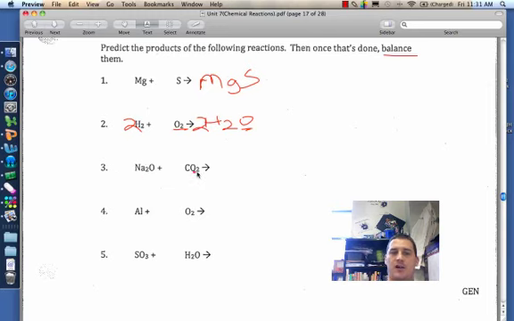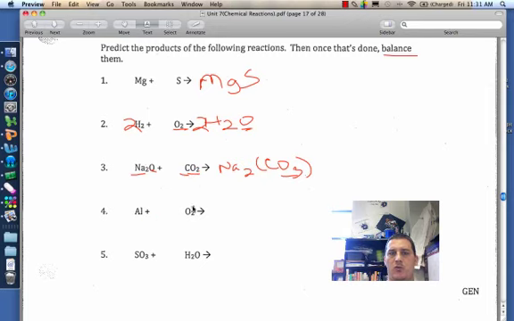On number 3, we have a metallic oxide mixing with CO2. So we have an Na and an O and a CO2. The easiest way to do this is it's going to form Na2CO3. So it's going to form sodium carbonate. And if you look at it, it's already balanced because you've got 3 oxygens going in and 3 oxygens coming out, 2 Nas, 1 C, already balanced, ready to go.